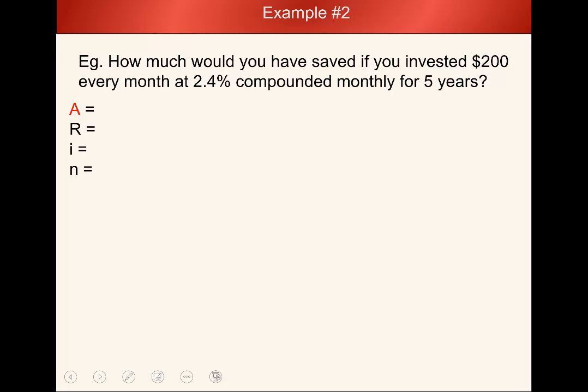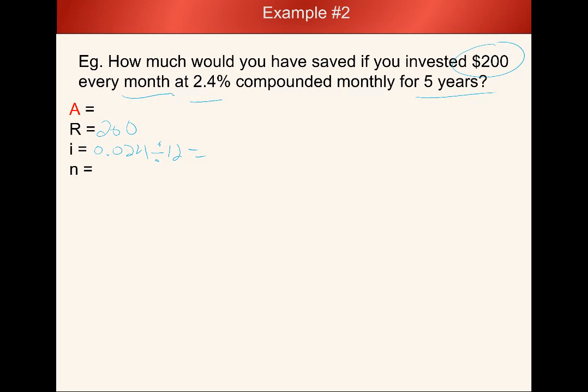So let's try another one. How much would you have saved if you invest $200 each month, so that's 12 times a year, at 2.4% compounded monthly for 5 years? So R, again, is $200. That's the amount you're putting in each time. I is the interest rate, so that's 0.024, just divided by 100. But it's 12 times per year, so I have to divide that by 12, because it's compounded monthly.